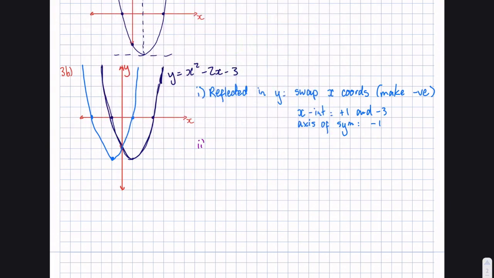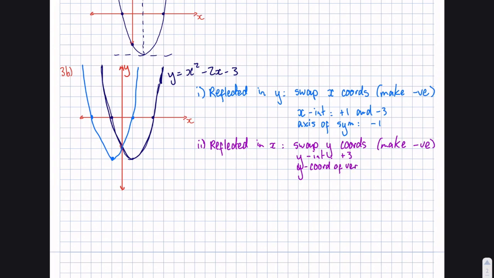So for number 2, reflected in x, swap y coordinates. So I'm making anything that's positive, negative, and the other way around. So the y-intercept is going to be, instead of being at -3, it's going to be at +3, and the y-coord of the vertex, instead of at -4, it's going to be at +4. And it's going to be concave down instead of up.